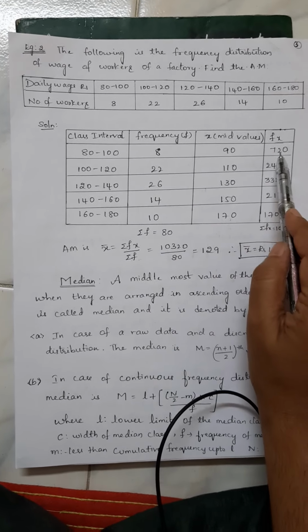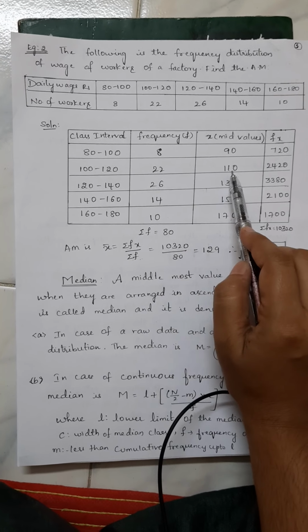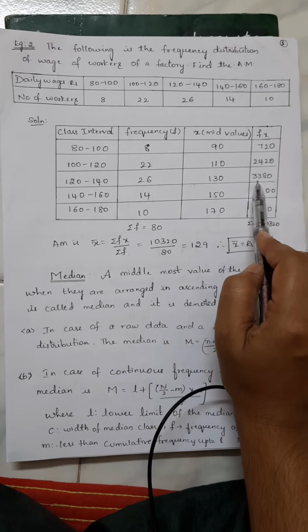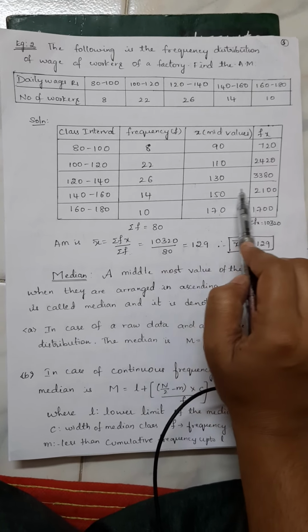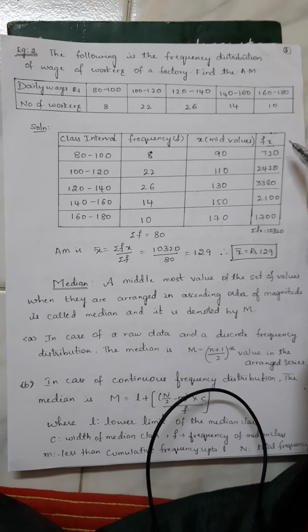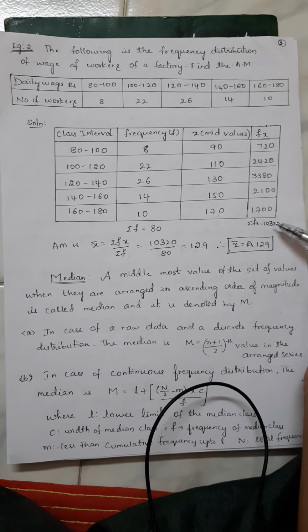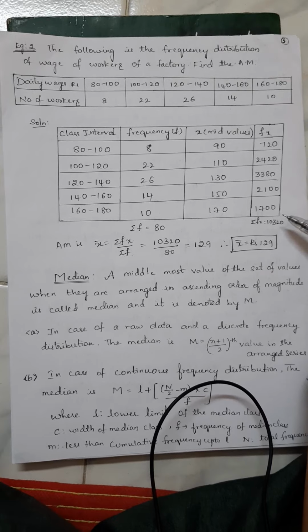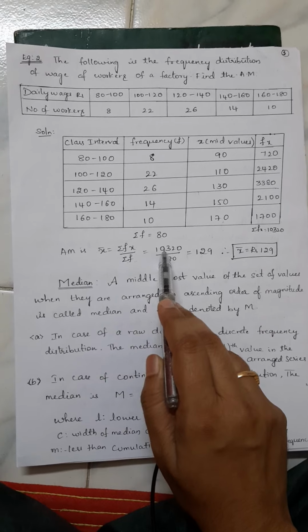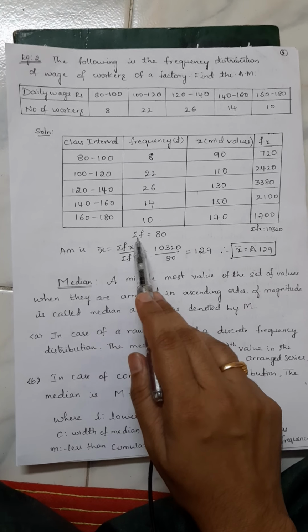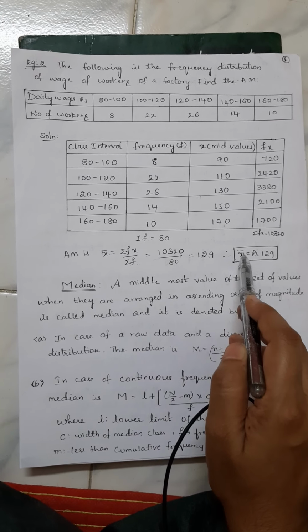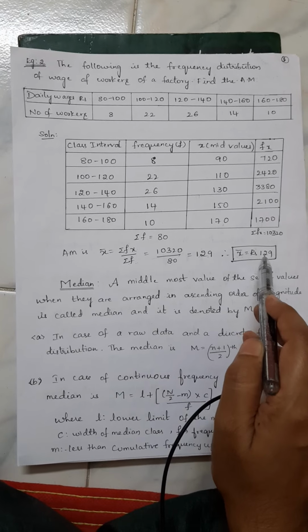So f into x gives me 720. 22 into 110 is 2420. 26 into 130 gives me 3380. 14 into 150 gives me 2100. 10 into 170 is 1700. Summation fx, the addition of this column, gives me 10,320. I can substitute these values in the formula. Summation fx is 10,320 divided by summation f, which is 80, which equals 129. So my arithmetic mean x bar is equal to rupees 129.